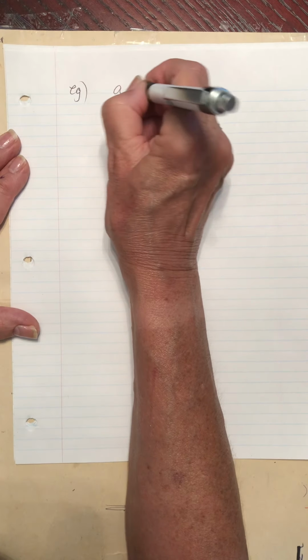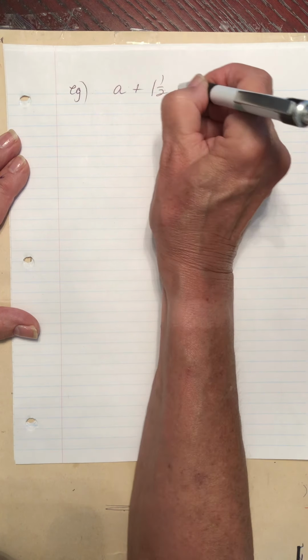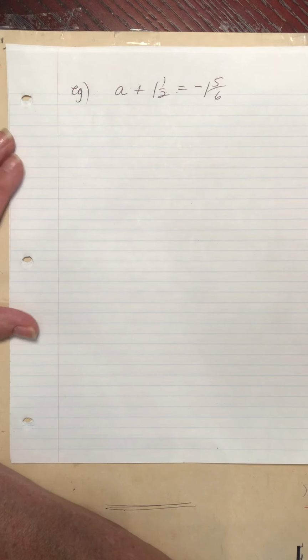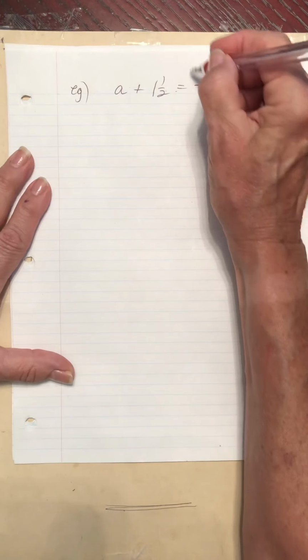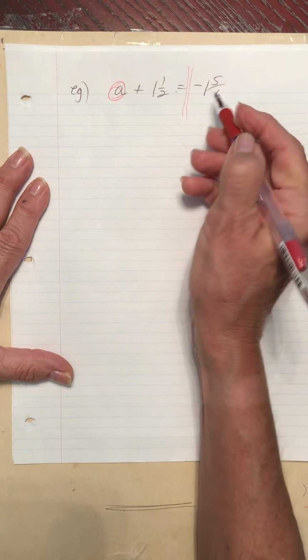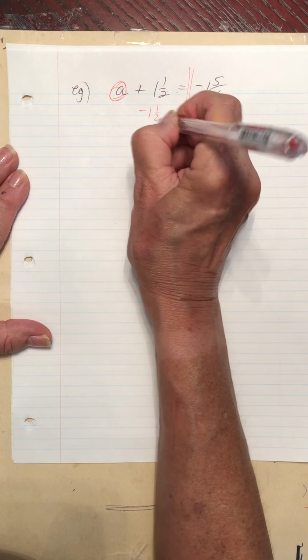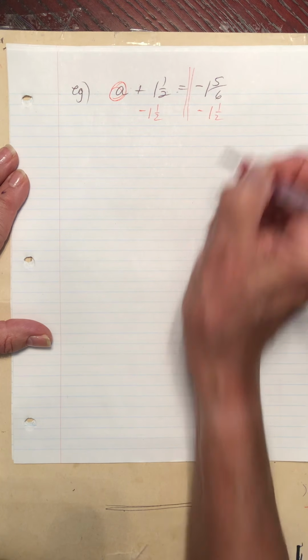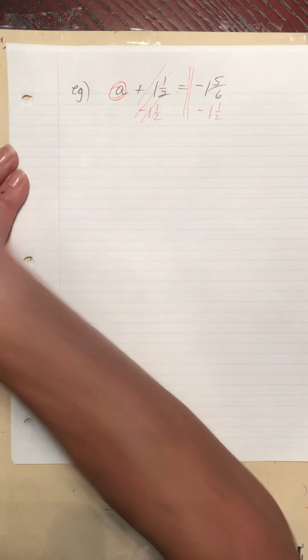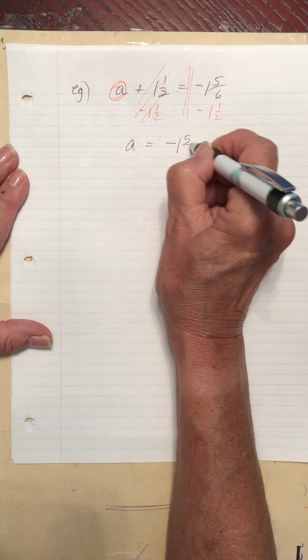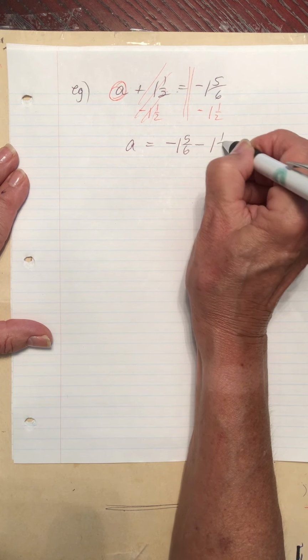And what makes things usually tougher is throwing in some fractions. So how about if I had a plus 1.5 is negative 1 and 5/6. All right, so I have an equation. Here's my a. I need to get rid of a plus 1.5. So I would minus 1.5 and minus 1.5. These are gone. So I now have a problem. I've got negative 1 and 5/6 minus 1.5.